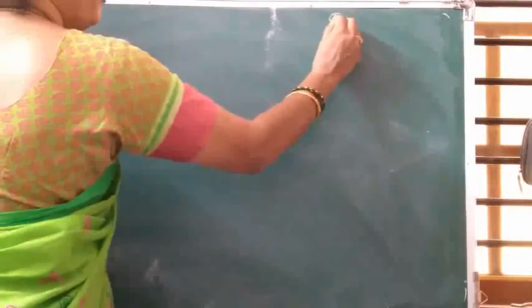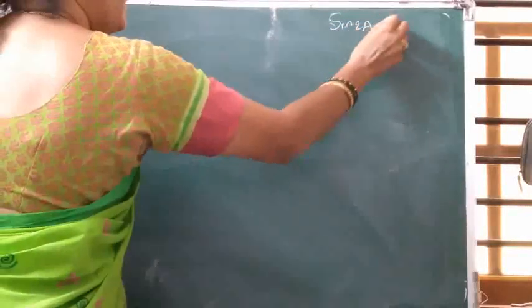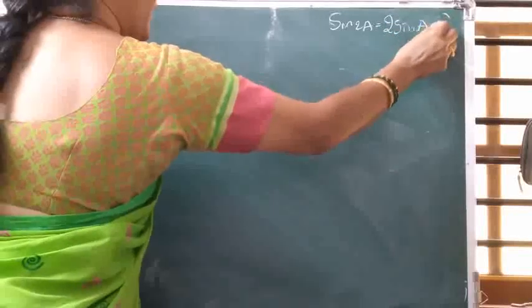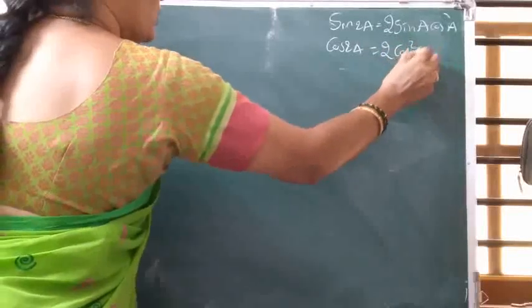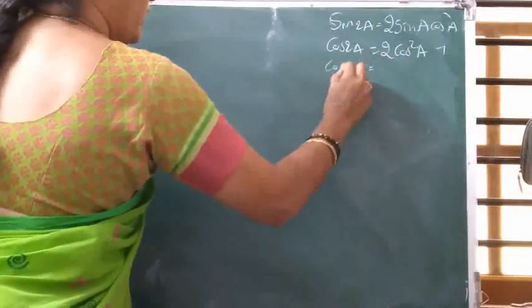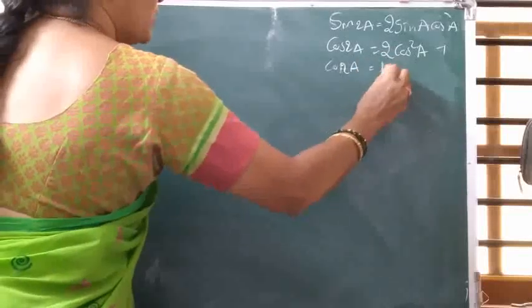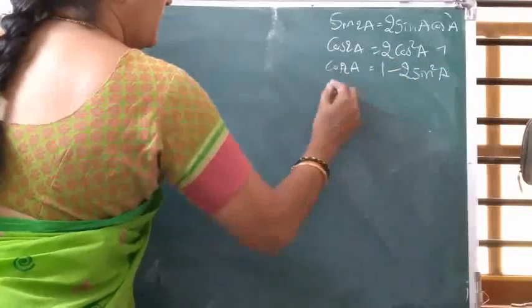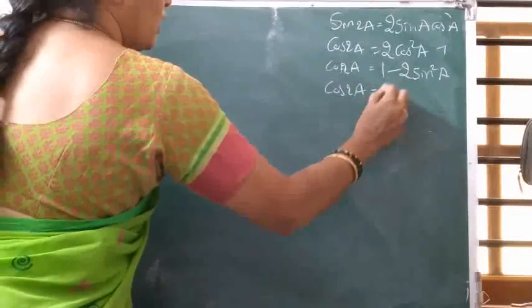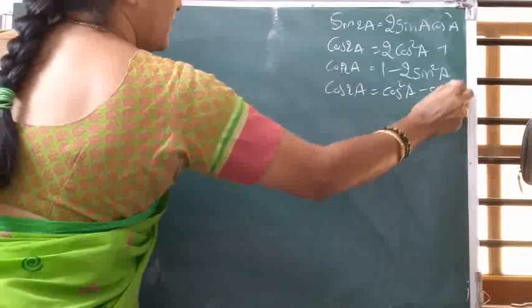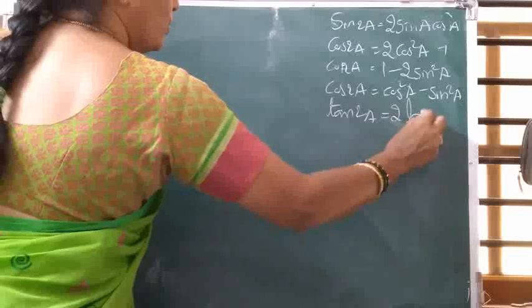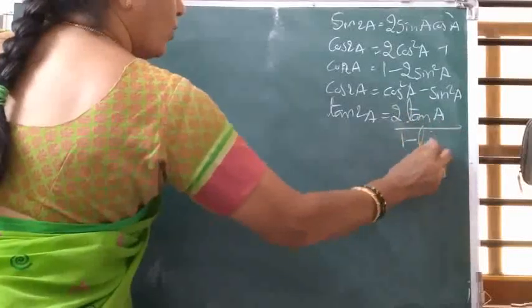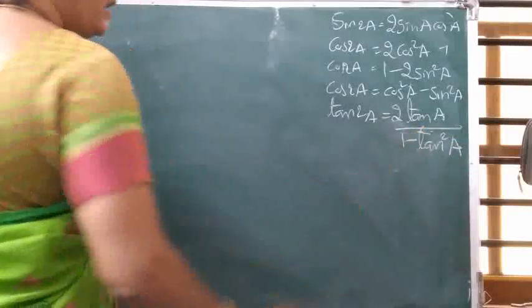Now, what are the formulas we have found out? Sin 2a is 2 sin a into cos a. Cos 2a is 2 cos square a minus 1. Cos 2a is 1 minus 2 sin square a. Or cos 2a is cos square a minus sin square a. And one more we have found out. Tan 2a is 2 tan a divided by 1 minus tan square a.